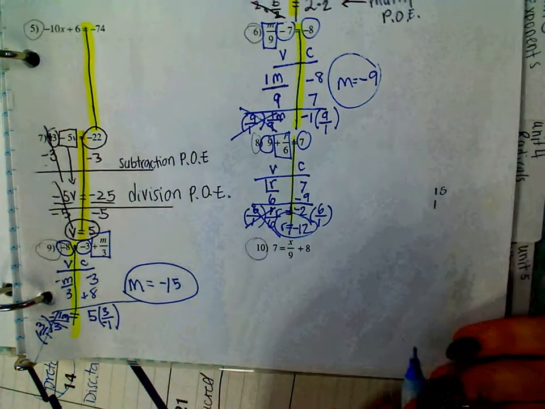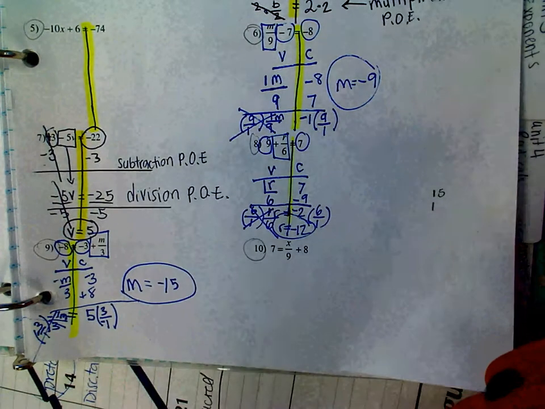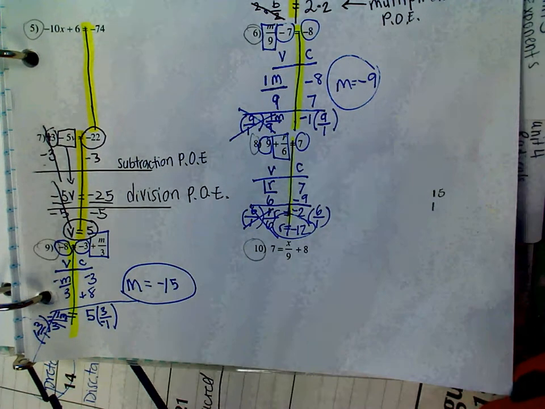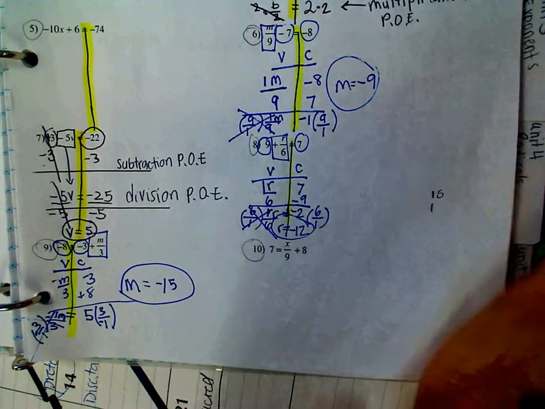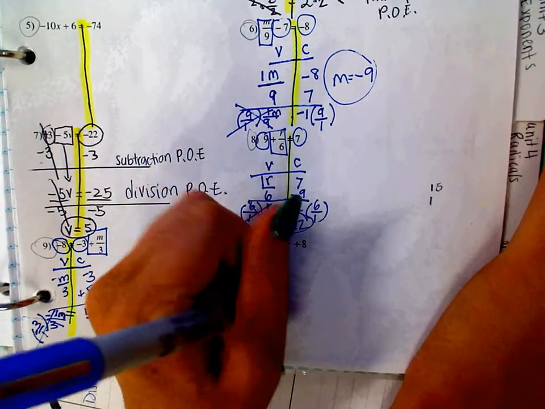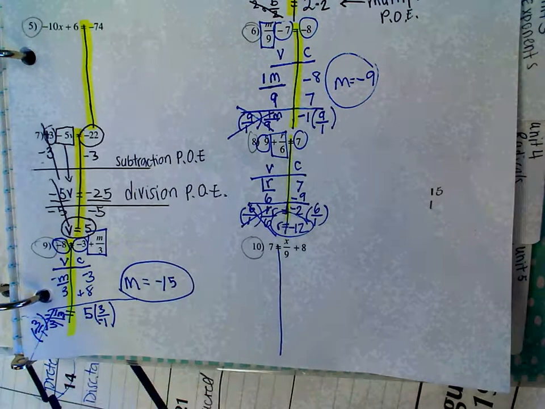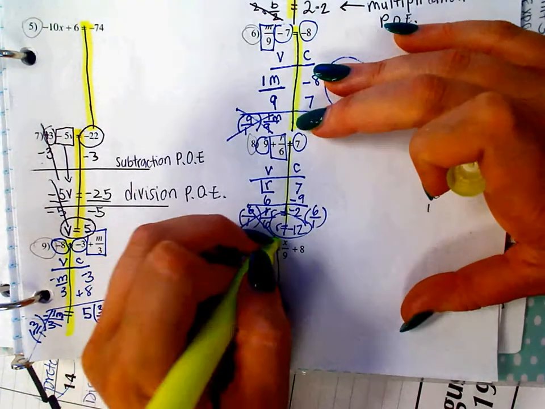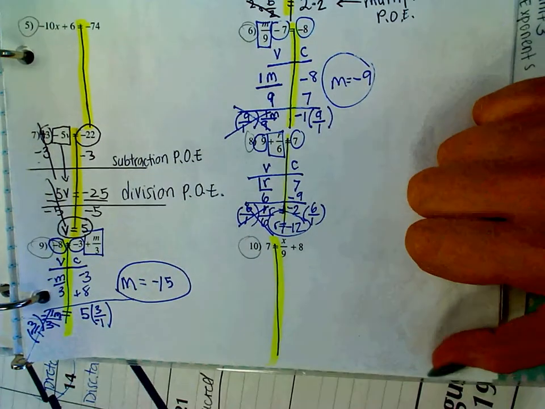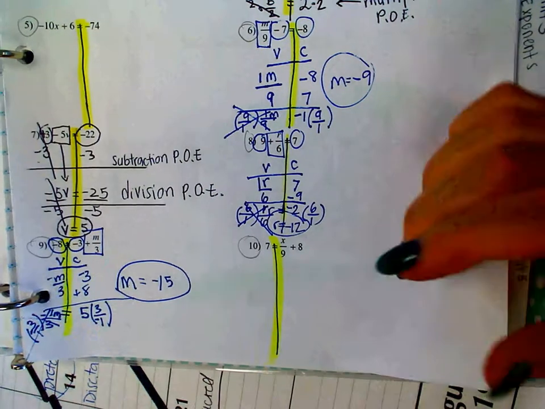Okay. I know I'm moving kind of quickly, but make sure you pause it if you get confused, or if you need to slow down, just pause it. Draw your line. Box and circle.